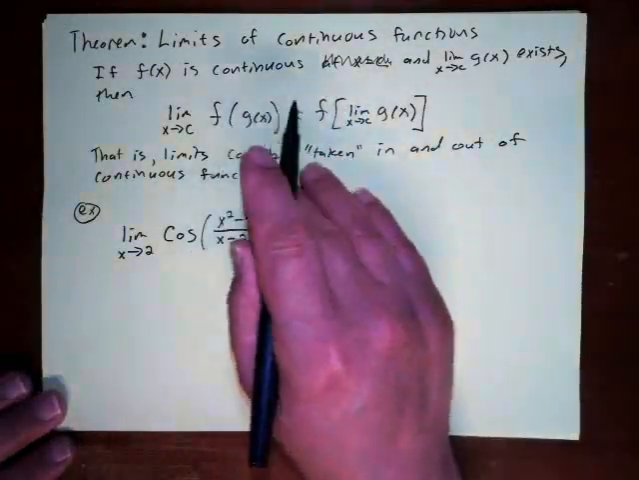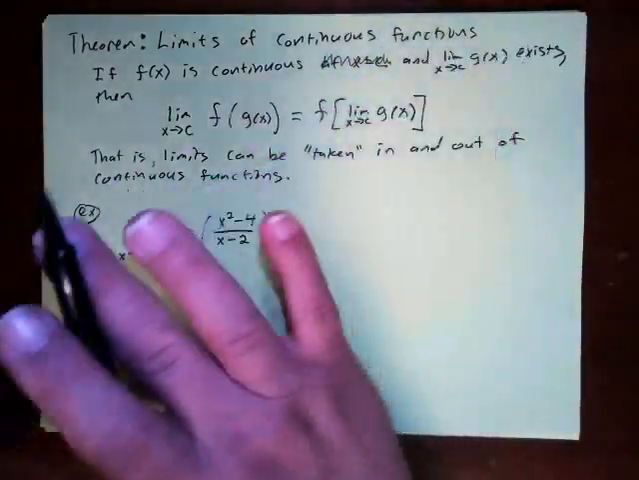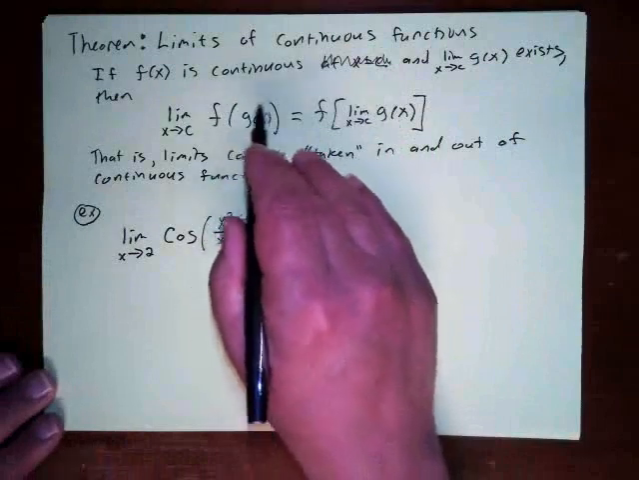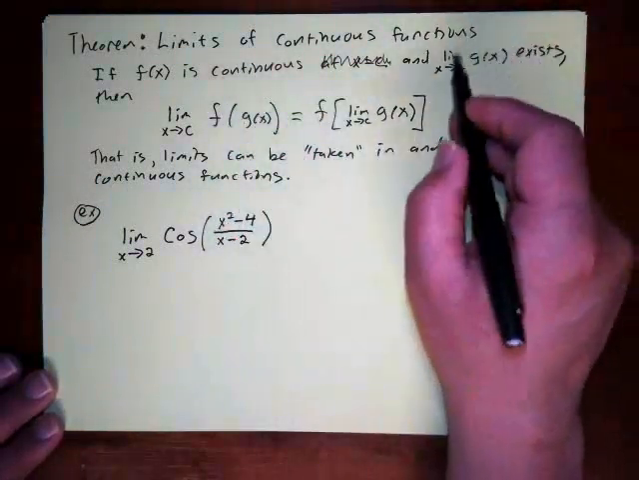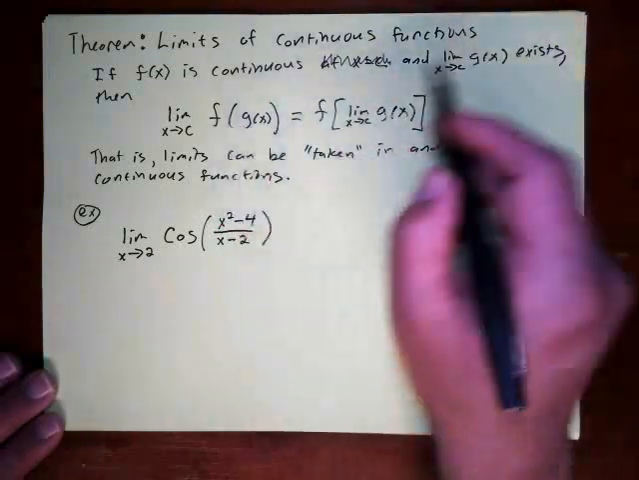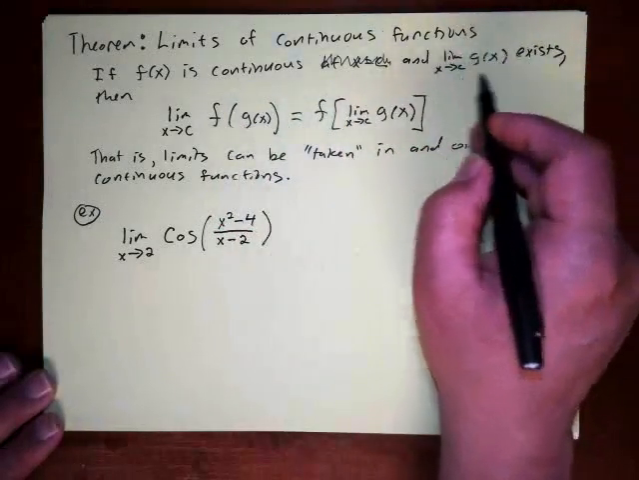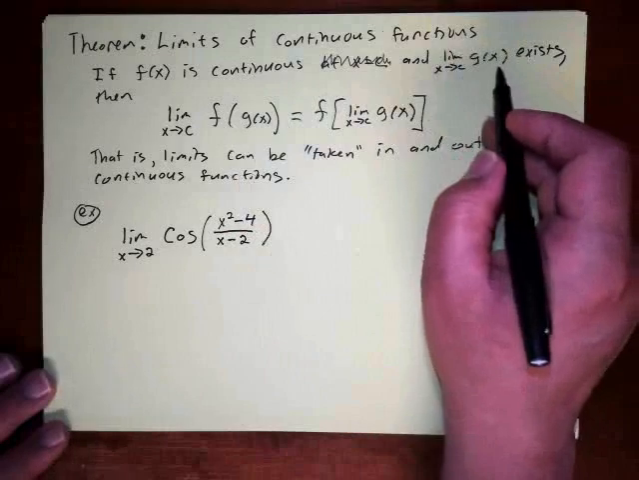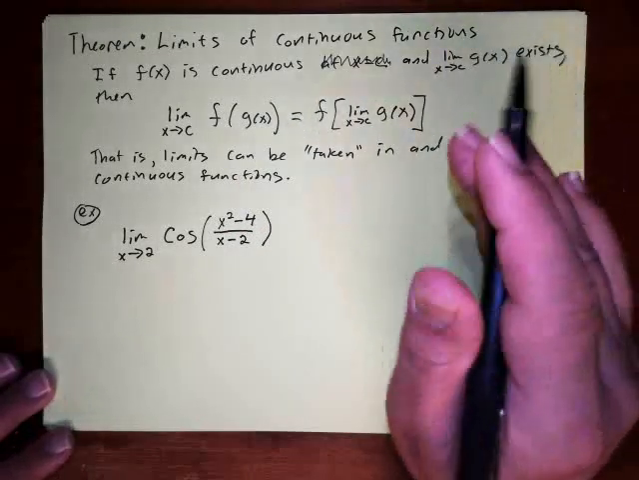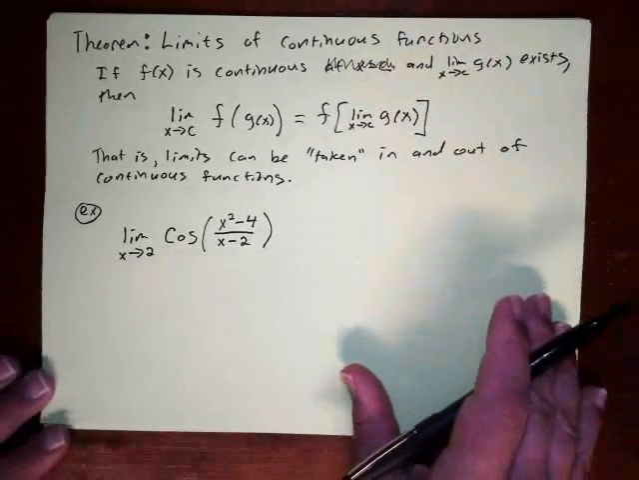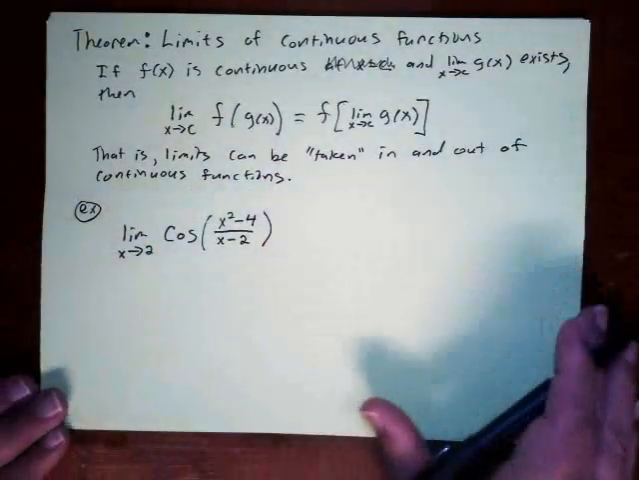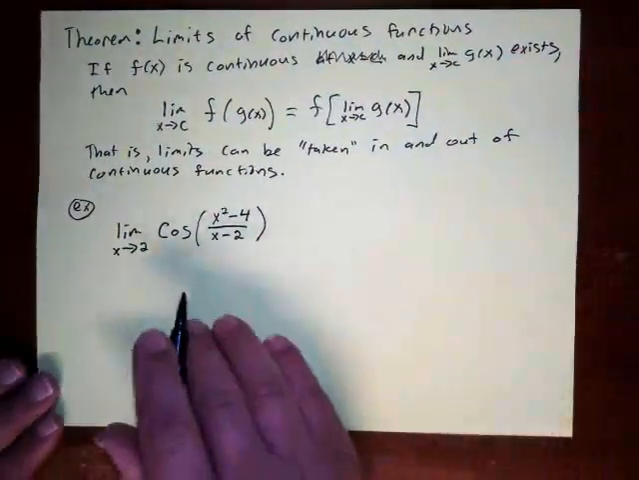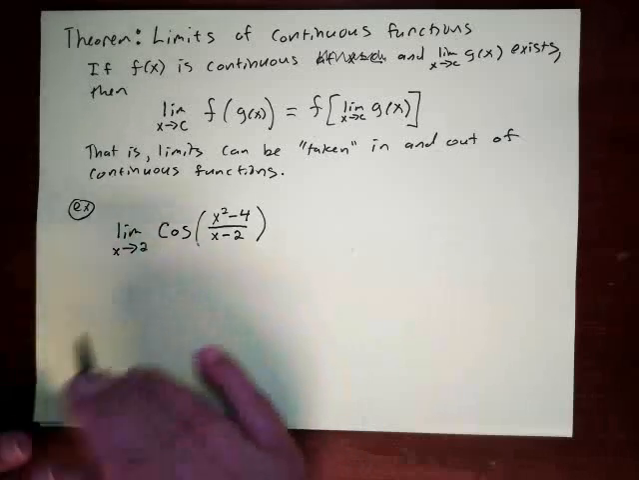And the f doesn't actually have to be continuous everywhere. It just has to be continuous at the point that you're interested in. And so it's basically f would have to be continuous at the limit of g of x as x approaches c. Okay, that's where it would have to be continuous. But if it's continuous everywhere, then you're good to go. So I just have a quick example to show you how this could be useful in finding limits here.